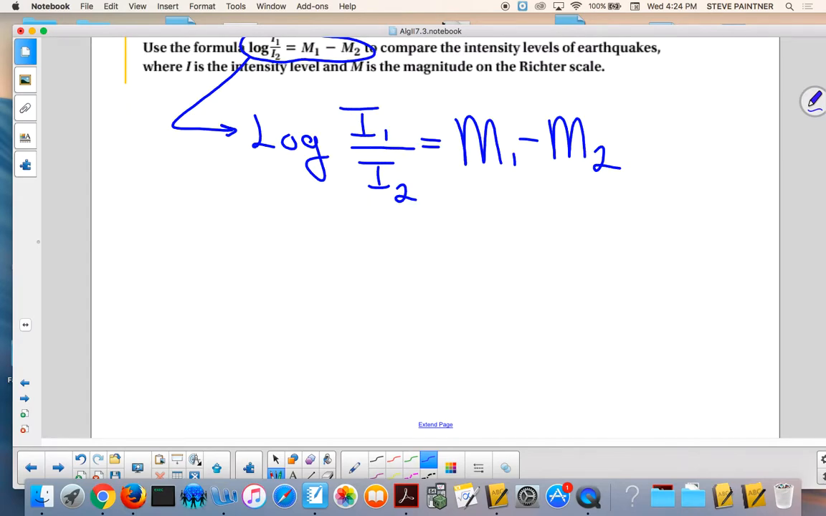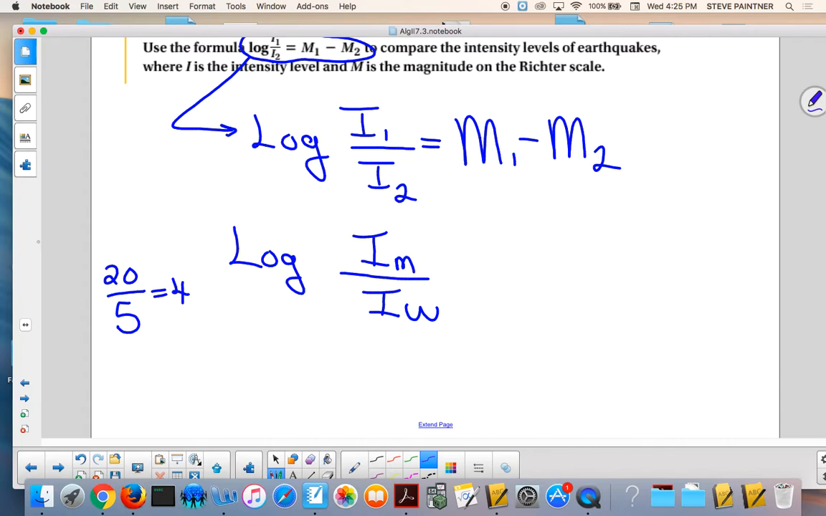The way I would work this problem is like this. When I compare numbers, I compare the bigger number, say 20, to the smaller number, 5. How many times greater is 20 than 5? 4 times bigger. So 20 is 4 times larger than 5, and that's what you're trying to figure out. What was the intensity of Mexico compared to the intensity of Washington? So I'm changing the 1 and the 2 to M and W. The formula says take the log of the intensity of Mexico compared to the intensity of Washington. All I have to do is bring down the magnitude of Mexico, 8.0, subtract the magnitude of Washington, 6.8. And that is a total of 1.2.